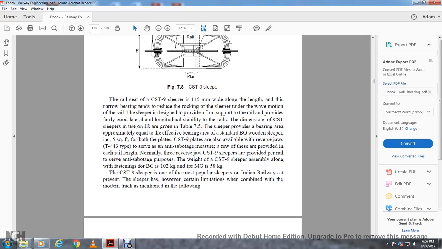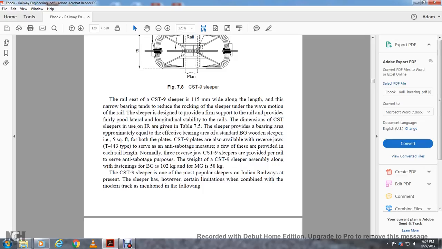The CST9 plate is also available with the reverse jaw of Type 443, to serve as an anti-sabotage measure. A few of these are provided with each rail length. Normally, three reversible jaw CST9 sleepers are provided per rail to serve the anti-sabotage purpose. The weight of the CST9 sleeper assembly, along with the fittings, is 102 kilograms for broad gauge and 58 kilograms for meter gauge.